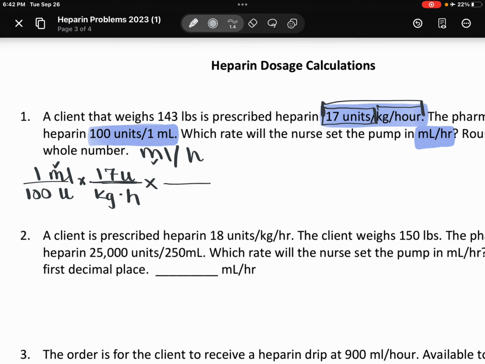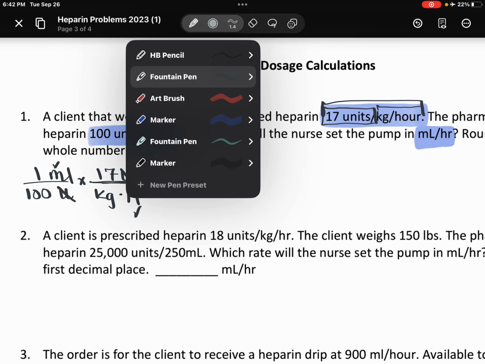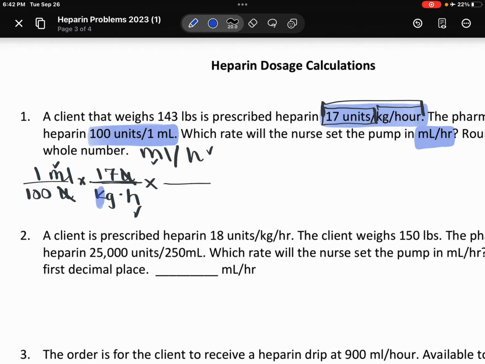Well, so it kind of looks like my problem's done, right? Because I've got my milliliters and I've got my hours. My hours are right there. My units have canceled. But I still have one more thing left. My kilograms have not been canceled by anything, so this is still in the problem. So technically, if I finished out my problem, it would be milliliters per kilogram per hour. But that's not what this is asking. It's just asking for milliliters per hour, so I need to get rid of that kilogram.